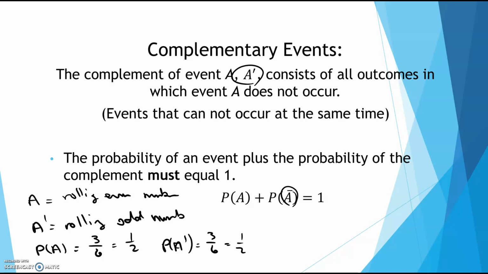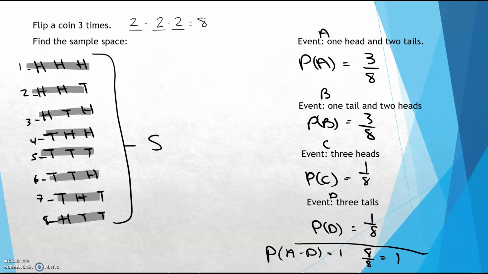Now if I added these two, so probability of A, we said was a half, plus probability of A bar would be a half. Well, that equals 1. Because what you've basically done here is you've gathered up all the outcomes and found the probability of them, and then you're adding them all up together, kind of like we did in this example here. We gathered up all the possible outcomes and then we added them all up. If we have all the outcomes and we add them up, it's going to equal 1 for your probability.